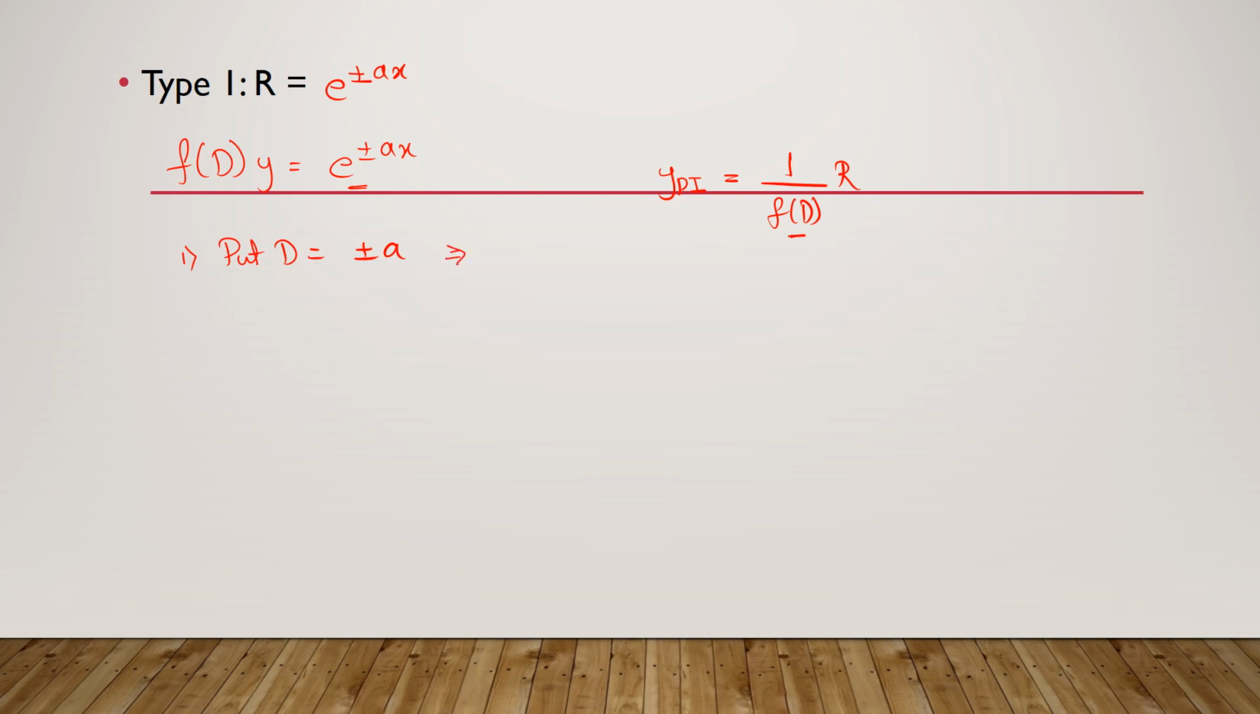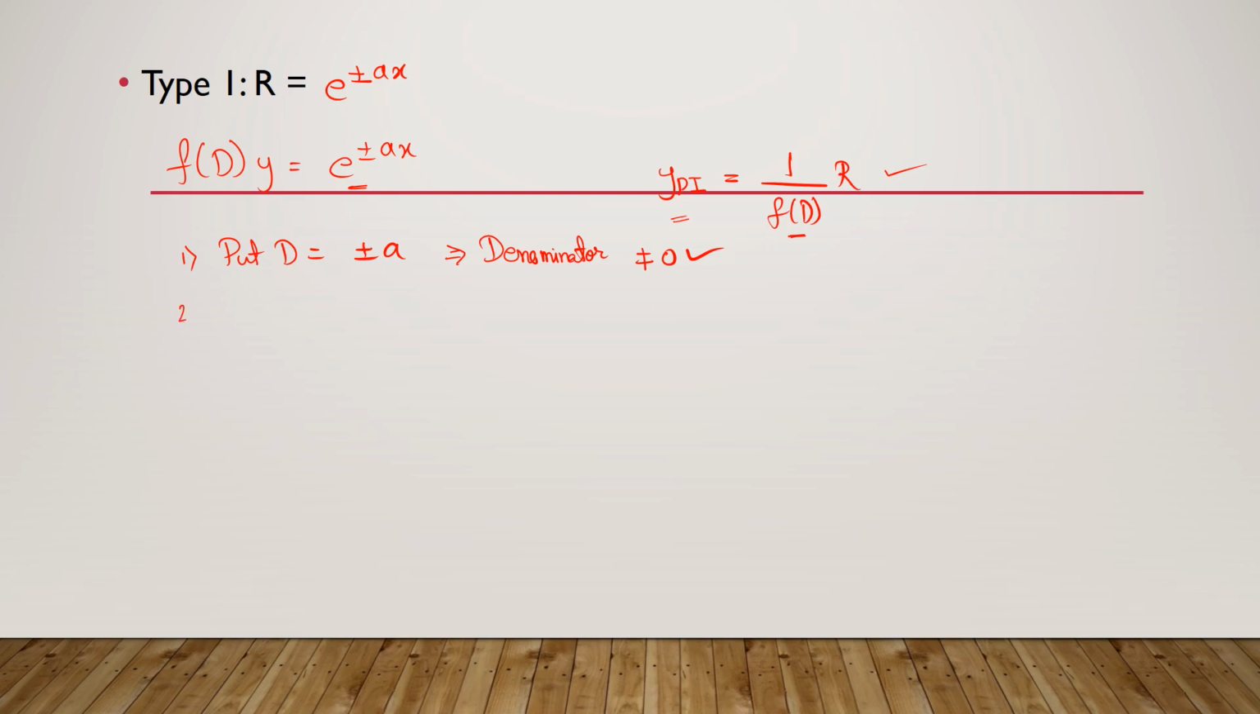So if the denominator is not equal to 0, then it is fine. Just simply substitute the corresponding value and you will get the solution. After substitution, whatever the value of this particular integral is, it is itself the solution of our differential equation.